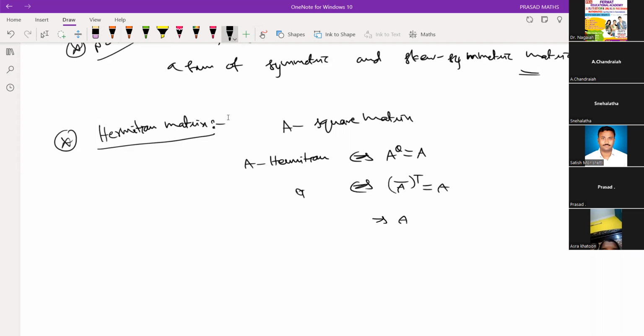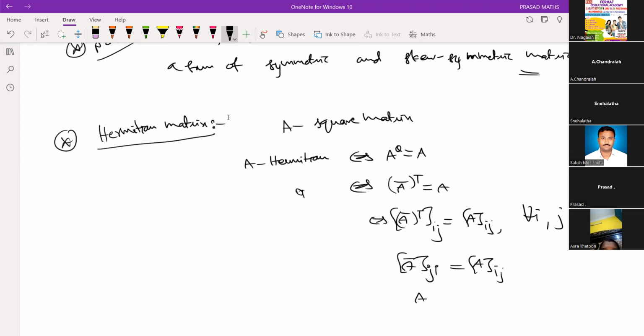That means the ijth entry of this is equal to the ijth entry of A, and this is true for every i, j. The ijth entry of the transpose of A bar is nothing but the conjugate of the jith entry of A. This is true for every i, j.